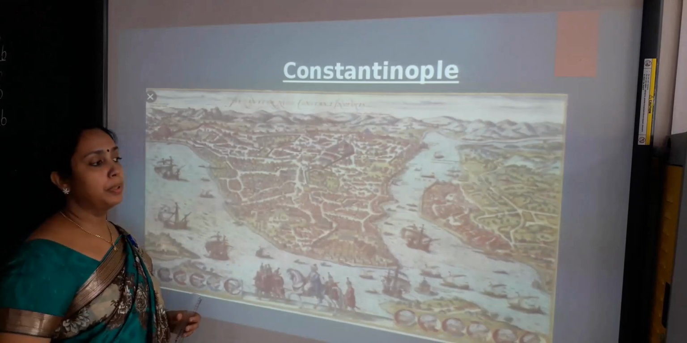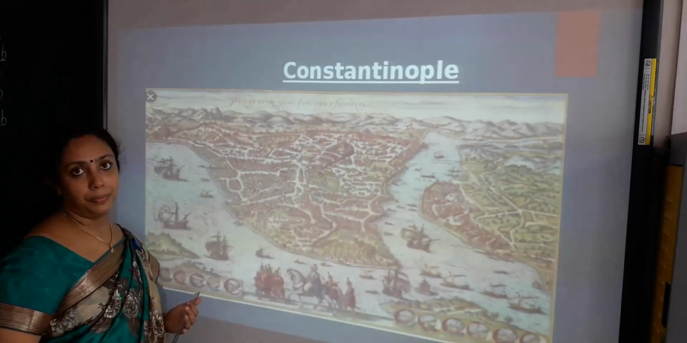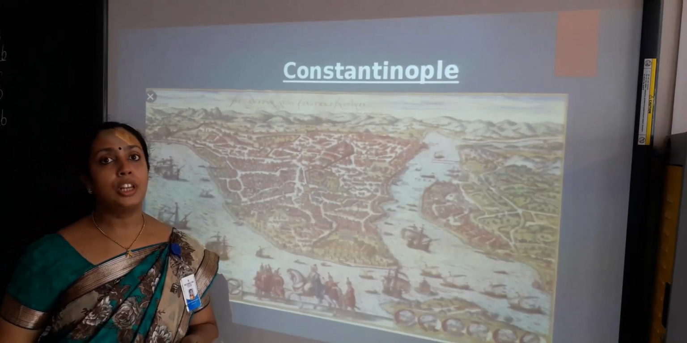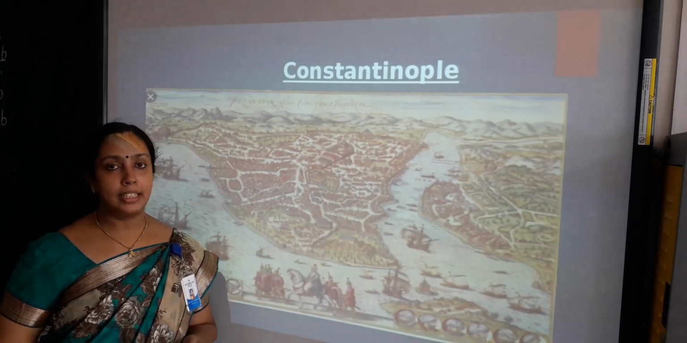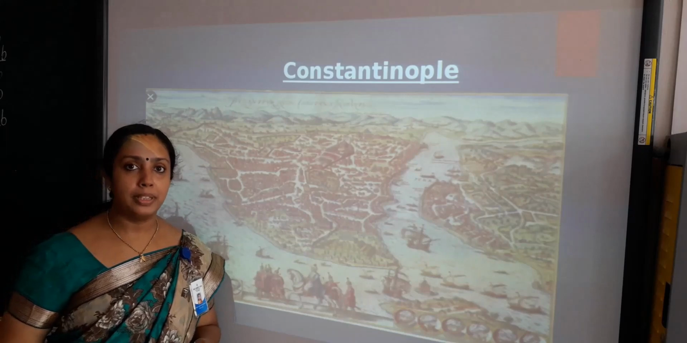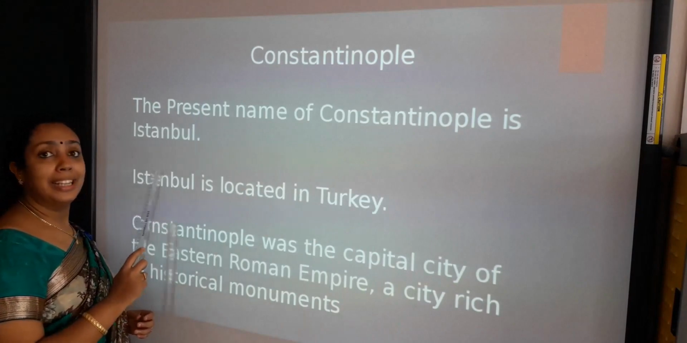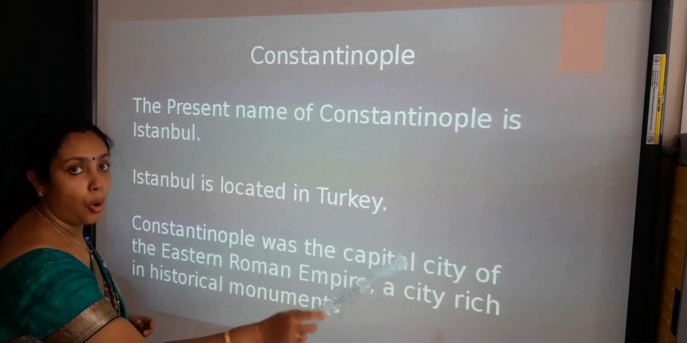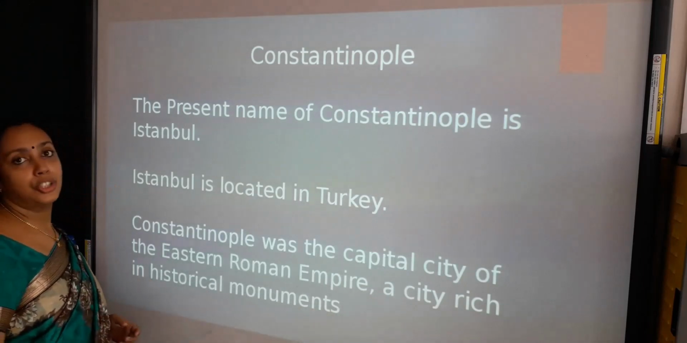Constantinople was one of the major land routes between Asia and Europe. The present name of Constantinople is Istanbul, which is located in Turkey. Constantinople was the capital city of the Eastern Roman Empire, a city rich in historical monuments.